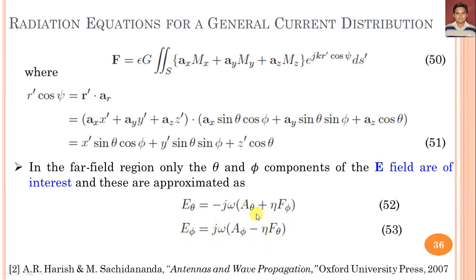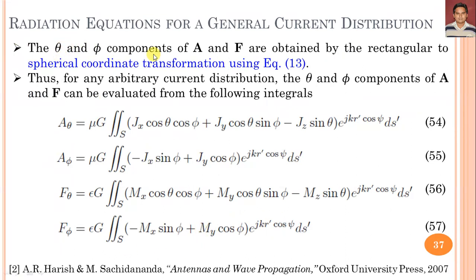So here you can see the E theta component depends on A theta and F phi functions. Here you can see this is important. Then E phi depends on A phi and F theta. So you can see A theta, F phi and A phi and F theta. These four components are needed to calculate the E theta and E phi components.